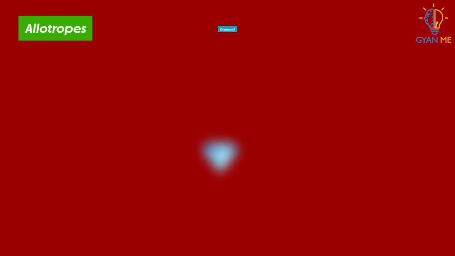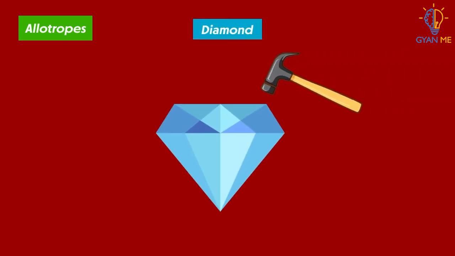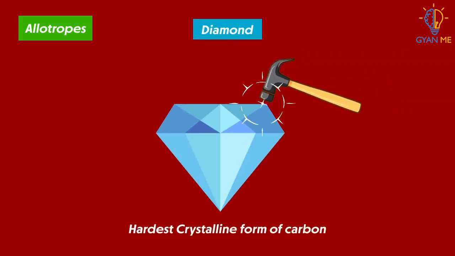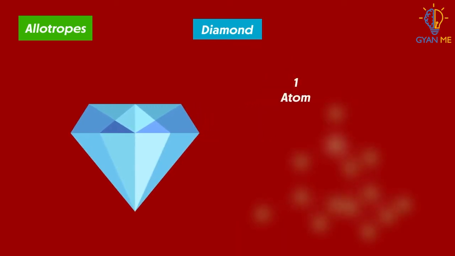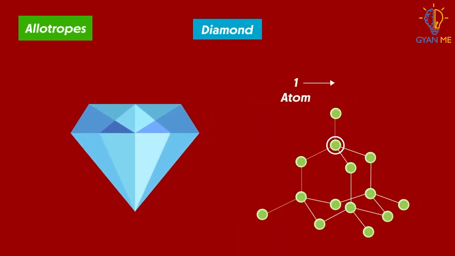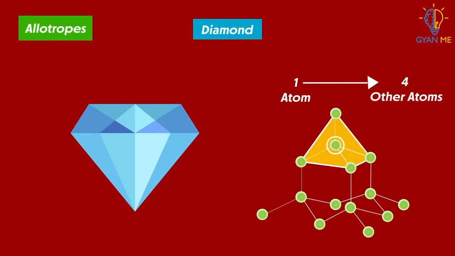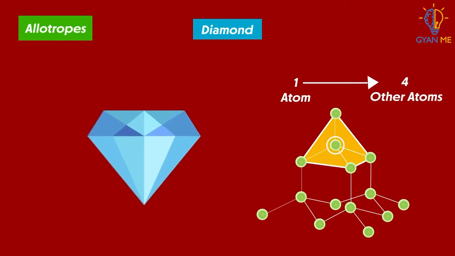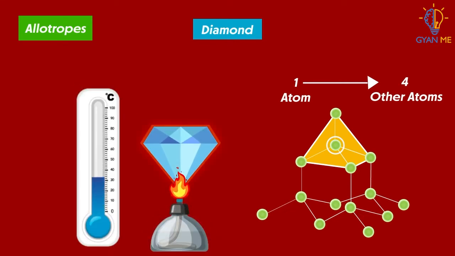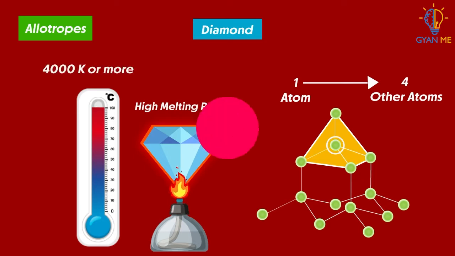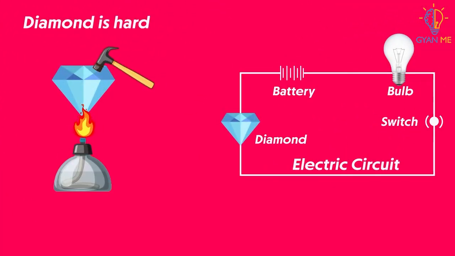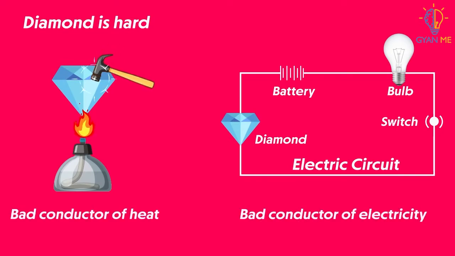First of all, let's talk about the crystalline form of carbon, that is the diamond. Diamond is the hardest crystalline form of carbon. In a diamond, each atom of carbon bonds with 4 other carbon atoms and forms a rigid 3D structure. Because of this structure, diamond has a very high melting point of about 4000 Kelvin or more. Diamond is hard and a bad conductor of heat and electricity.